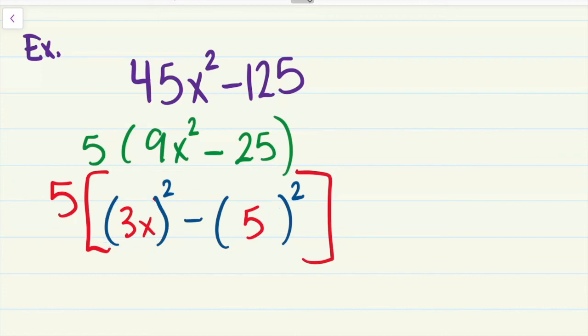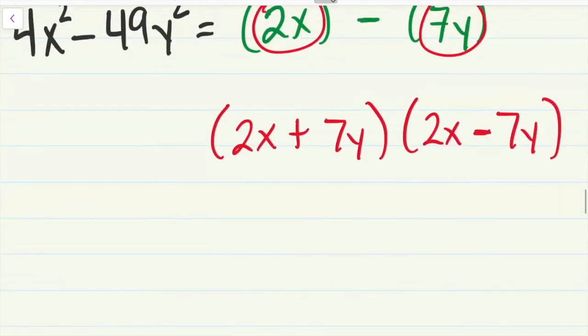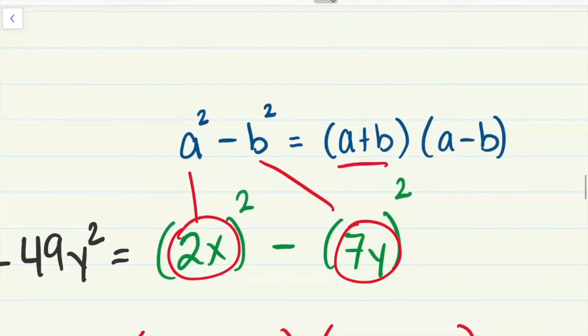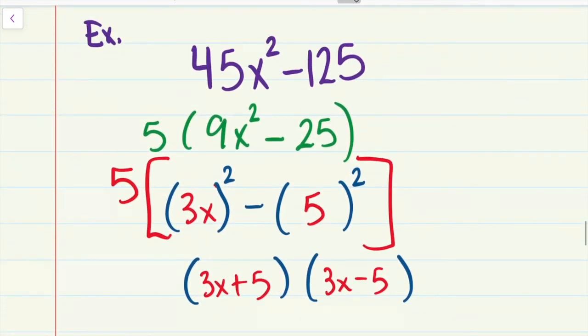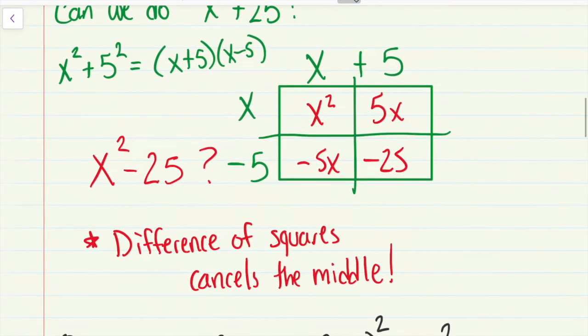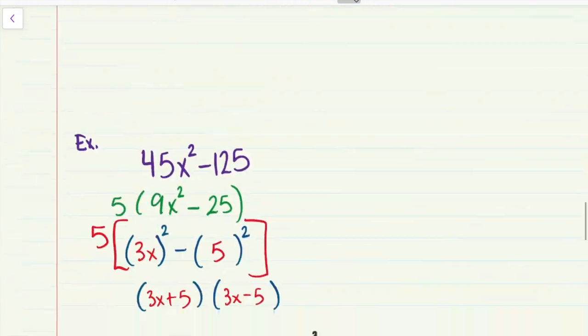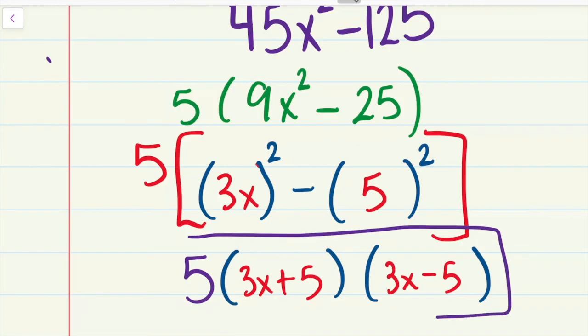So the formula states it will be a plus b, a minus b. So it will be 3x plus 5, 3x minus 5, like the formula says up here: a plus b, a minus b. And finally, do not forget about the 5 you took out. That's going to go on the outside. And that's your final answer.